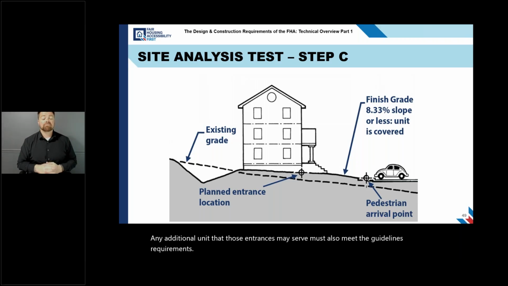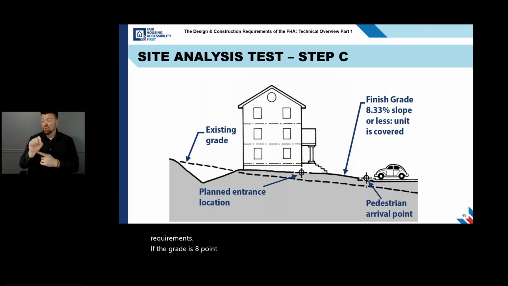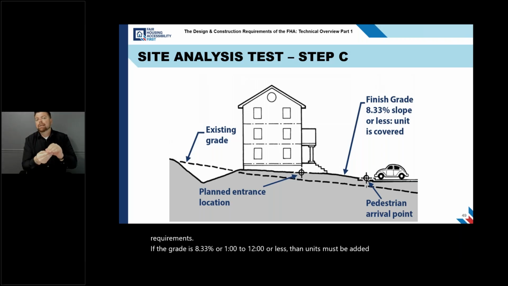If the grade is 8.33%, or 1 to 12, or less, then units must be added to the minimum number of covered units.